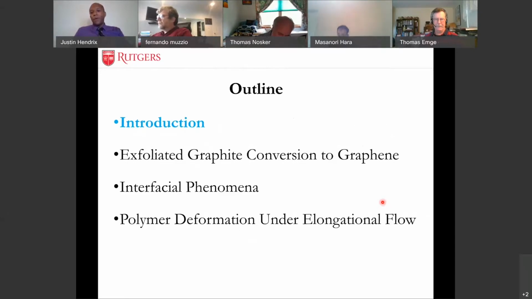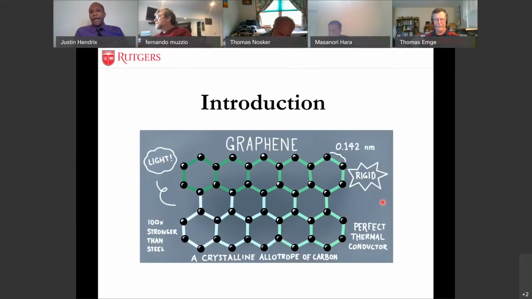We're going to first start by introducing graphene and some of the gaps in industry which we're trying to approach. Then we're going to go to exfoliating graphite to graphene. Next, we're going to talk about the interfacial phenomenon occurring between the two systems. And lastly, we're going to approach the polymer deforming under elongational flow. Here's a nice picture of graphene, which I'll explain in the next slide.